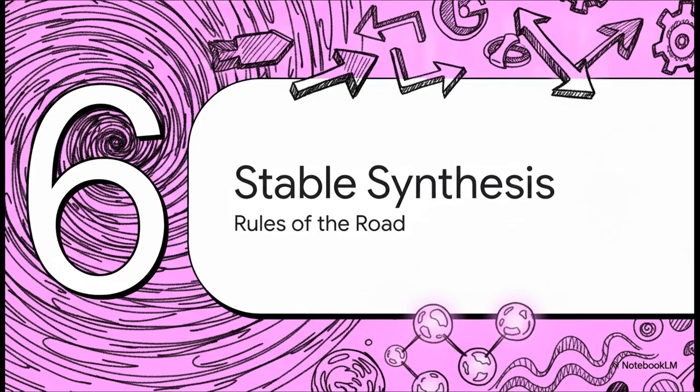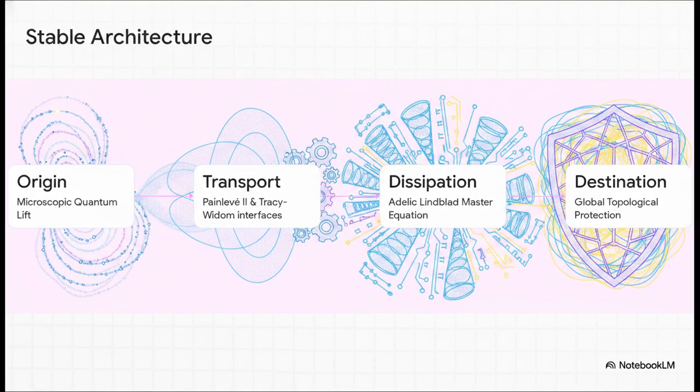Which brings us to our final takeaway, Part 6, the ultimate stable synthesis. Let's bring all these incredible mathematical rules together. We start at the origin with the microscopic quantum lift, move through the Painlevé II transport interfaces, get filtered by the Adelic Lindblad master equation, and finally arrive at global topological protection. We can literally see how these equations physically weave an uncollapseable semi-classical shadow directly out of quantum chaos. The symmetries prevent the universe's math from breaking down at the nodes.